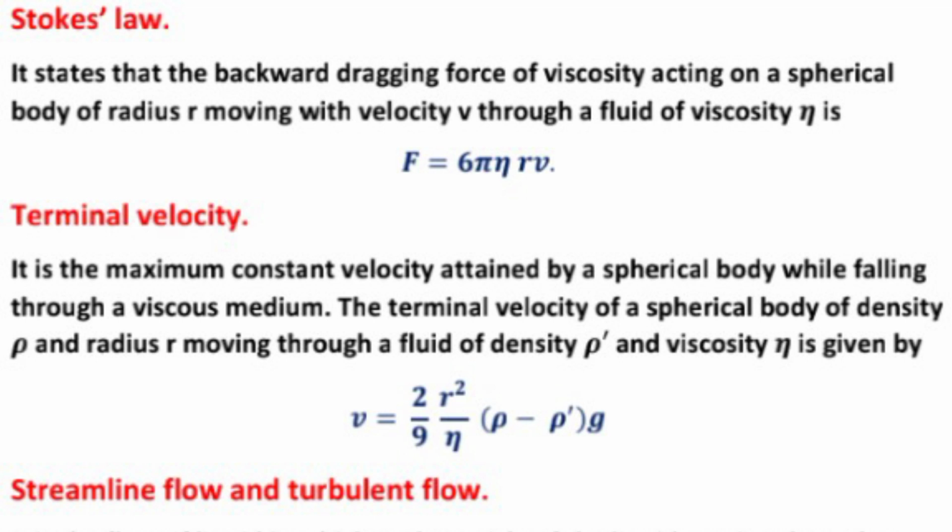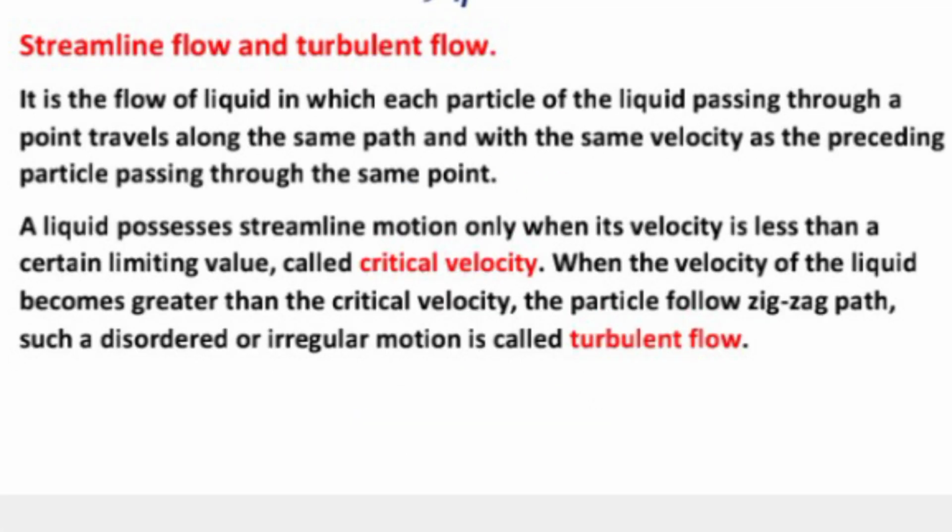Streamline flow and turbulent flow. What is streamline flow? It is the flow of liquid in which each particle of the liquid passing through a point travels along the same path and with the same velocity as the preceding particle passing through the same point.